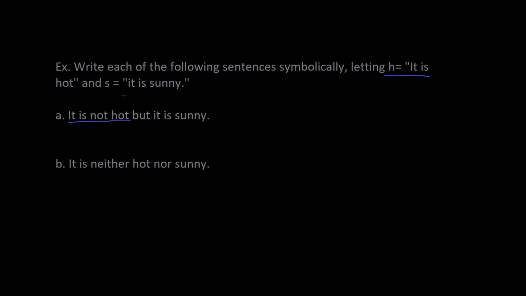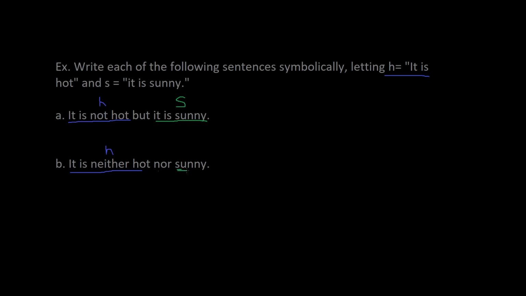So "it is hot": we know that it is H. Over here it says "it is neither hot", so that's going to be H, right? And then over here, it says "it is sunny." And what is that? That is S. They cleverly denote them as H for hot and S for sunny.